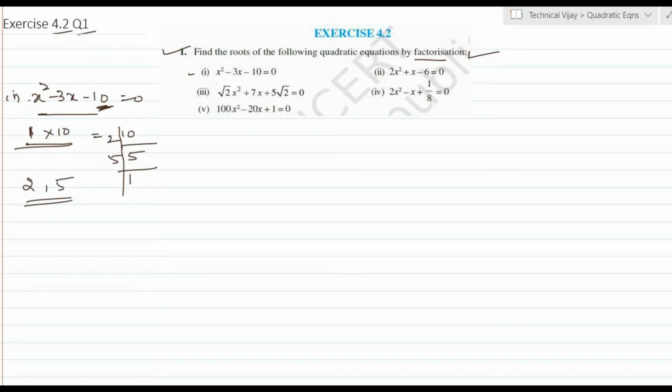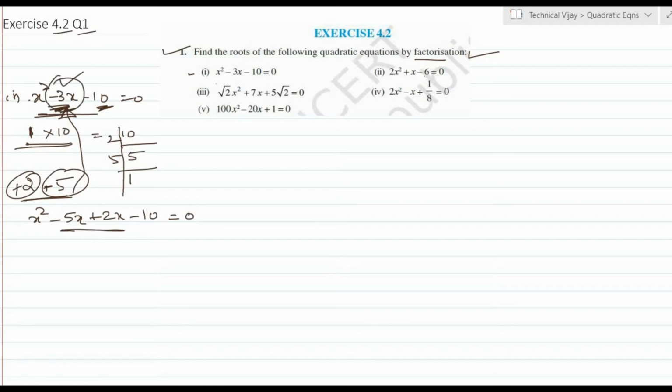We have to use these factors, adding or subtracting them, so that we can get the middle term, here minus 3x. By using minus 5 and plus 2, we can add these so that we get the middle term. So minus 5x plus 2x, and minus 10 I will write as it is, equal to 0. Here minus 5x plus 2x is equal to minus 3x only. This is how we have split it.